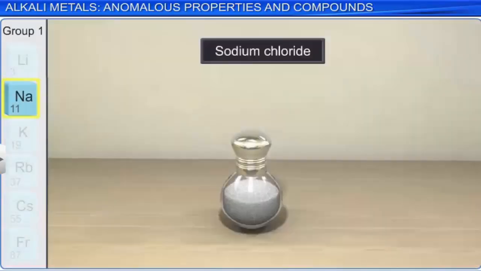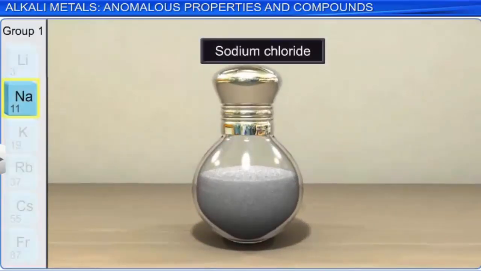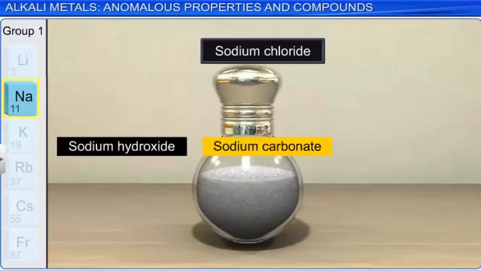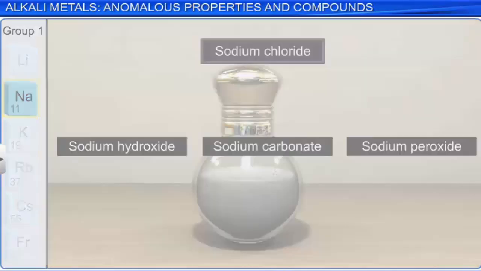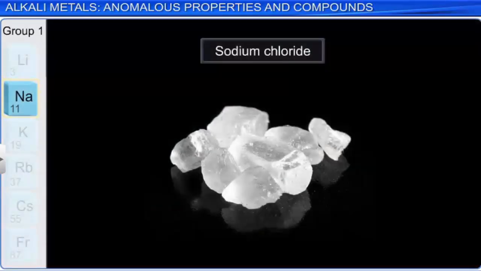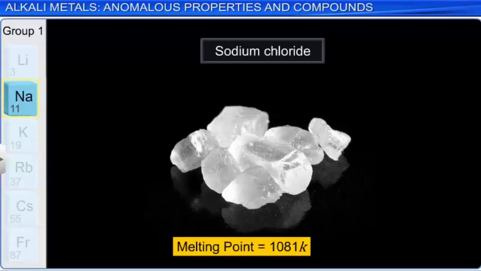Sodium chloride is commonly used as table salt and in the preparation of other compounds that contain sodium, such as sodium hydroxide, sodium carbonate and sodium peroxide. Like other ionic crystals, sodium chloride has a high melting point of 1081 Kelvin. The photograph here shows a halide crystal, which is a naturally occurring form of sodium chloride.